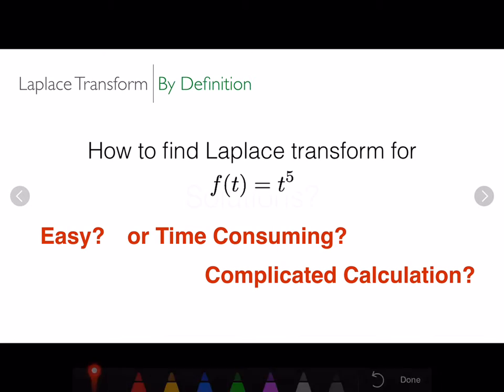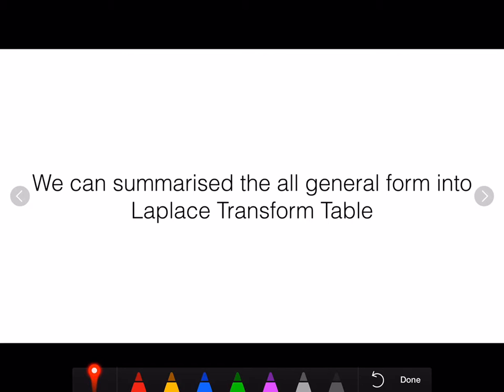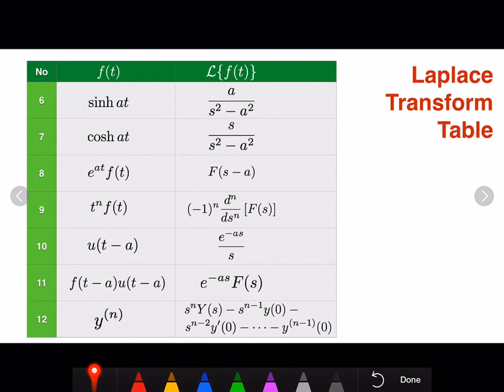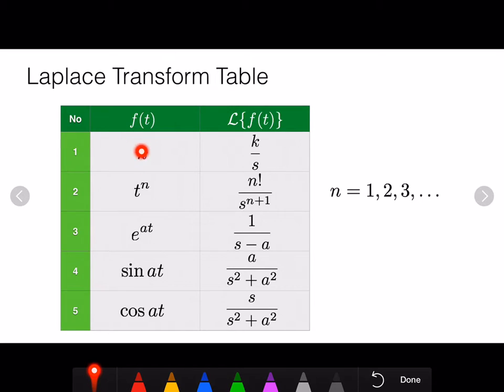That's why we need something to simplify our process, so we have a table like this one, the Laplace transform table. For each kind of function here, this is another kind of function. Basically we have the constant. Let's say you have 1, 2 or 3, the constant k. The Laplace transform for a constant is k over s.